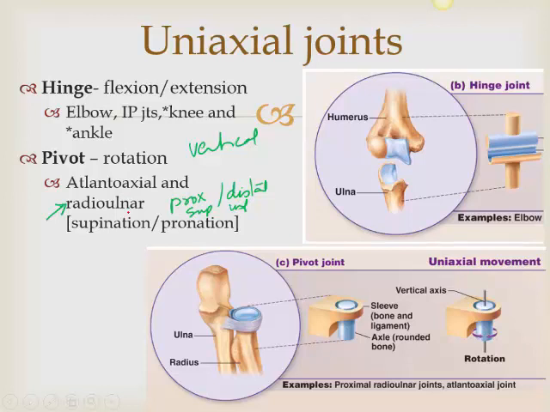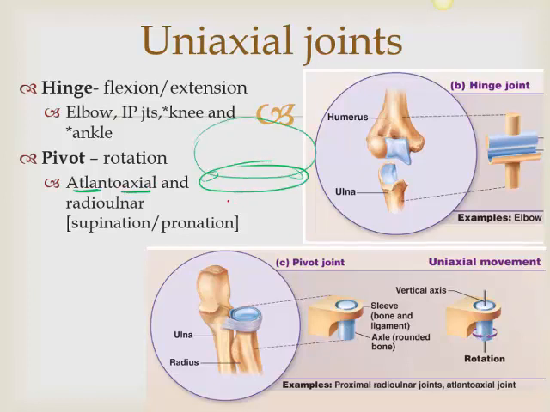Another pivot joint is the joint between the atlas, the first cervical vertebra, and the axis, the second cervical vertebra. The atlas is a ring-shaped vertebra with the skull sitting on top of it. And then the axis sits below, and the axis has that little projection. What is the projection called?